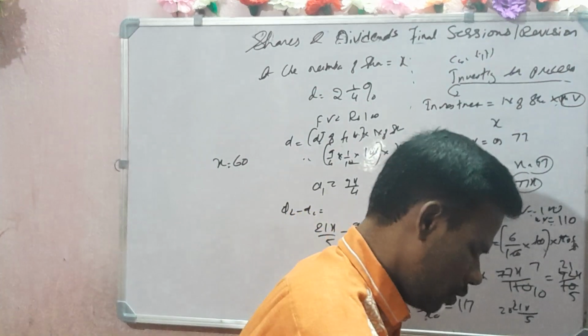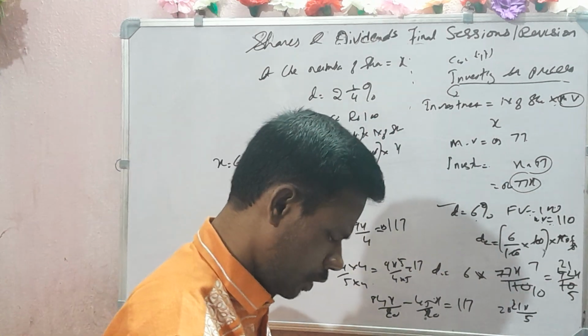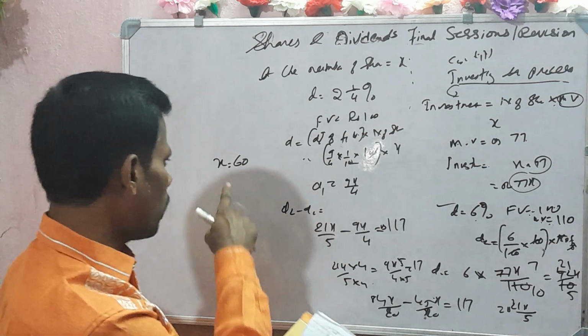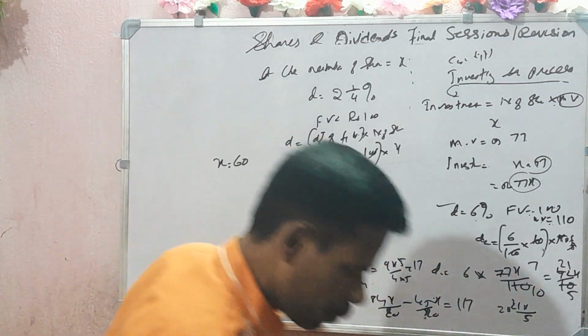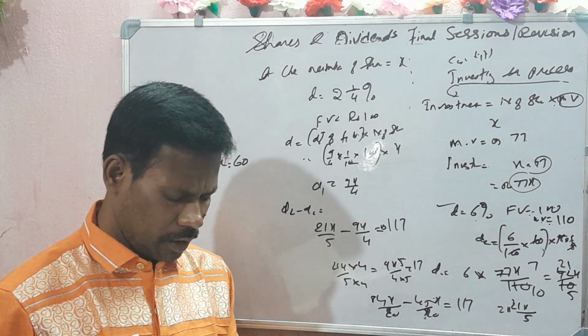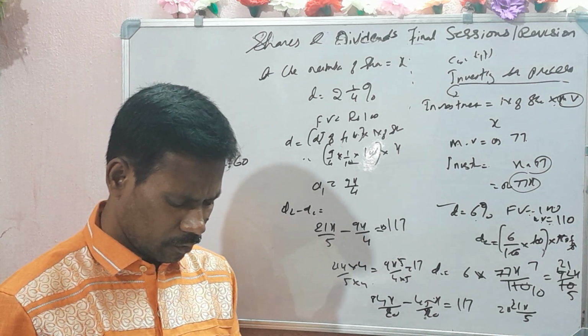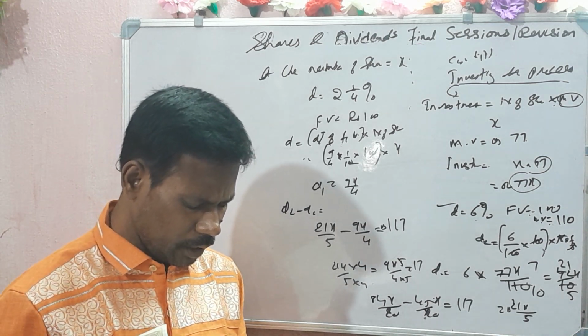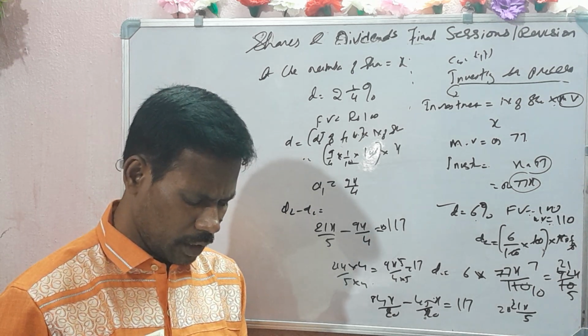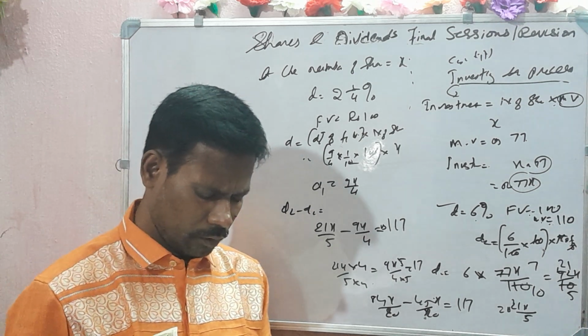So x value is 60. Yeah, already I did the simple calculations here. So that's why I am saying that x value is 60. From this again, what is he asking? How many shares did he sell? How many shares did he buy?